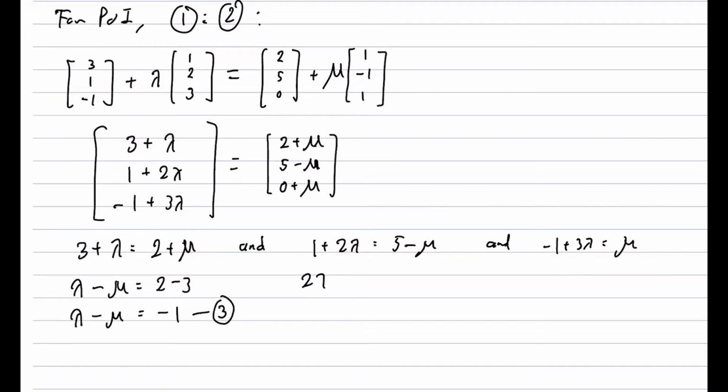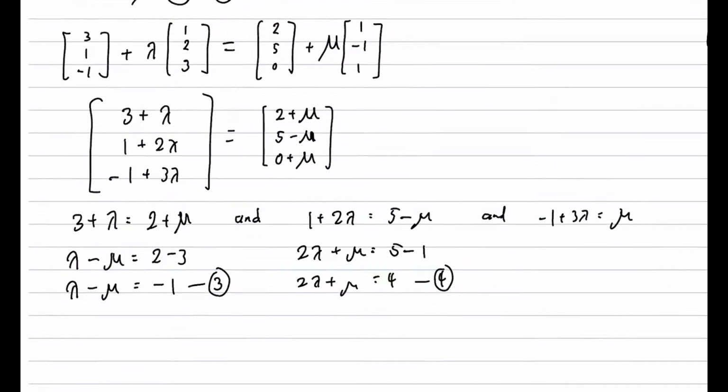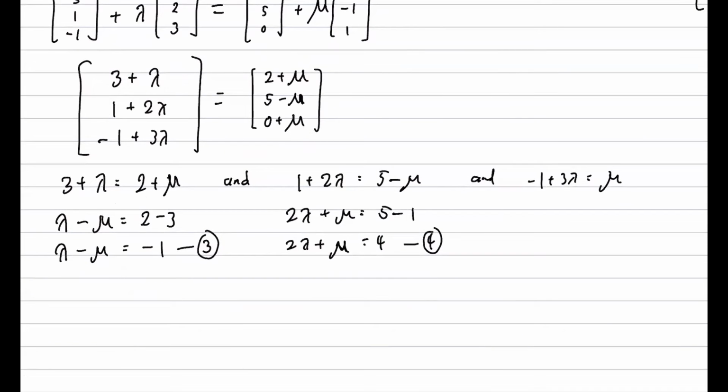Then I can rewrite as 2 lambda plus mu equals to 5 minus 1. 2 lambda plus mu equals to 4. Equation 4. Actually, you've got 2 equations you can solve already, right? So 3 and 4, solve them simultaneously. You know how to solve using calculator?